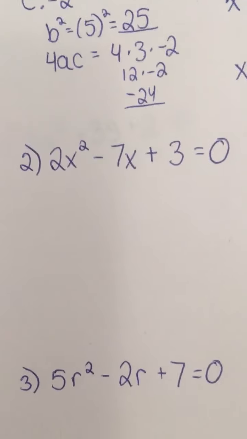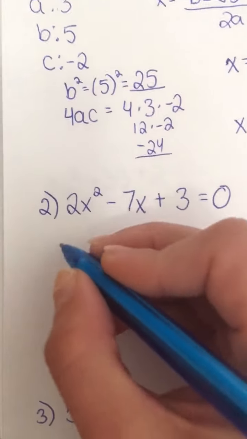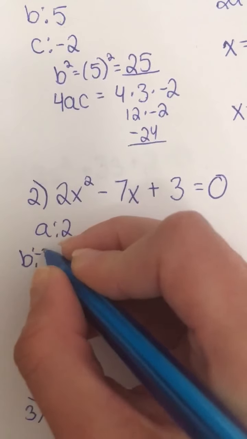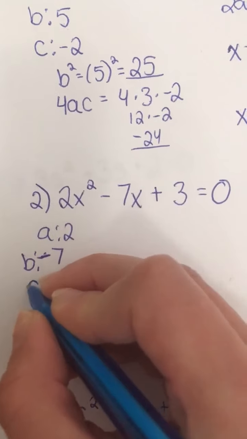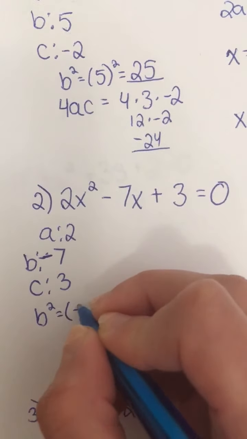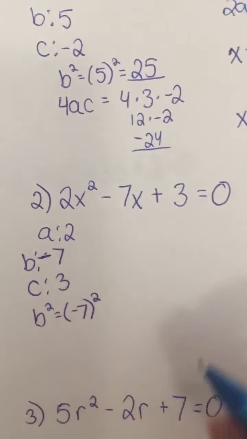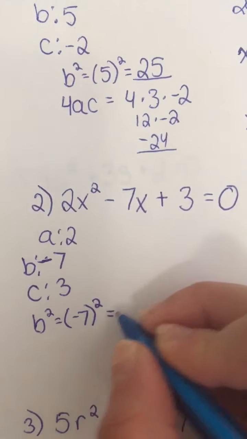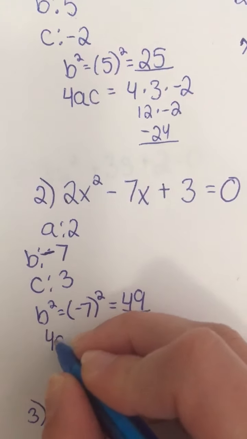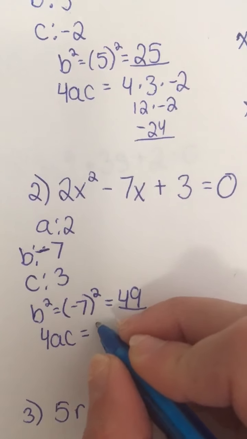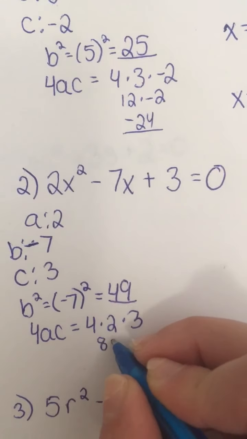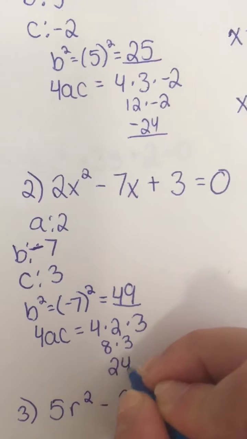Okay, so next one, again, we're going to start the same way. So list out a, b is negative 7, c. List b squared, which is negative 7 squared, and a negative times a negative is going to be positive, 49. And then we also need 4ac. So that would be 4 times 2 times 3, which is 8 times 3, so 24.